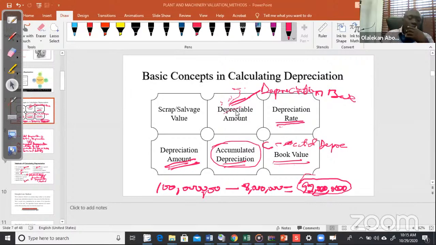But when you now talk about depreciation amount, that is annual depreciation. Out of your depreciable amount or depreciable sum, you are charging certain amounts every year. That is your depreciation amount, or what we call annual depreciation. When it is more than annual, it becomes what? Accumulated depreciation, when you sum two or three years together. Okay, on this note, let's go to methods.